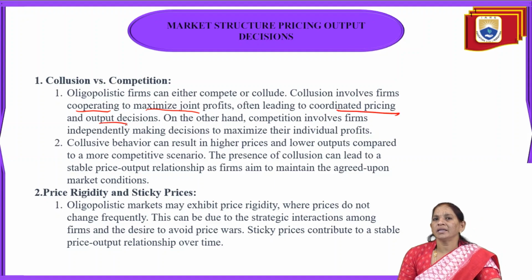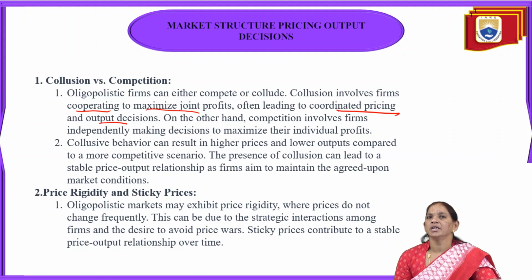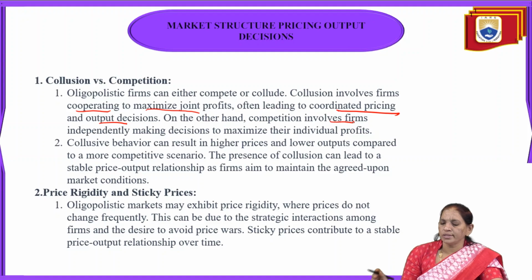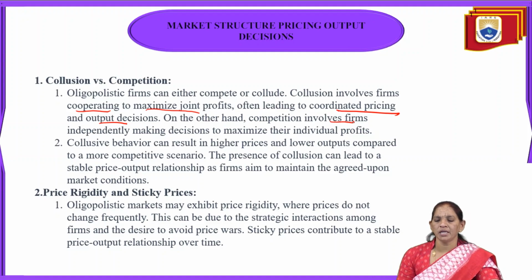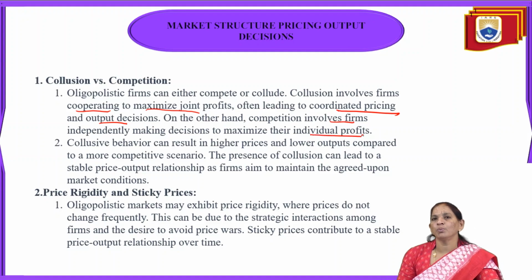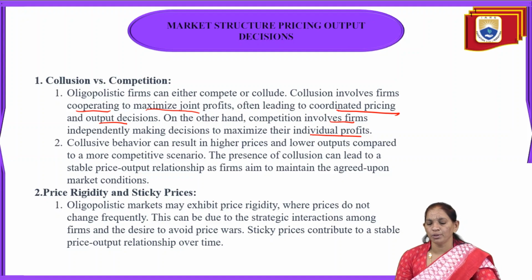This analyzes how firms come together and coordinate relating to output decisions. On the other hand, competitor firms independently make decisions to maximize their individual profits. When you want to maximize your individual profits, the competitor's decision is more important.